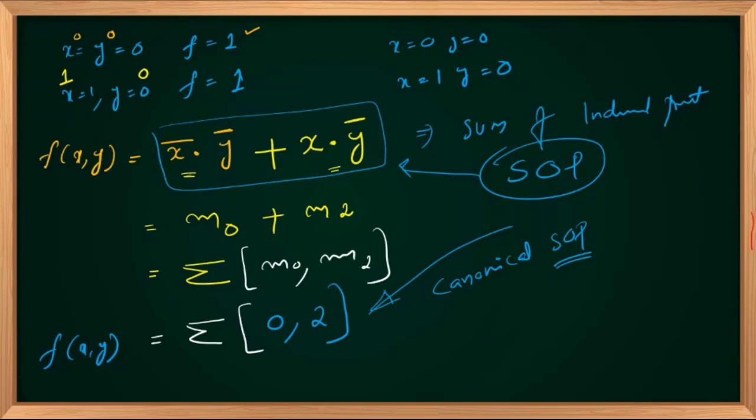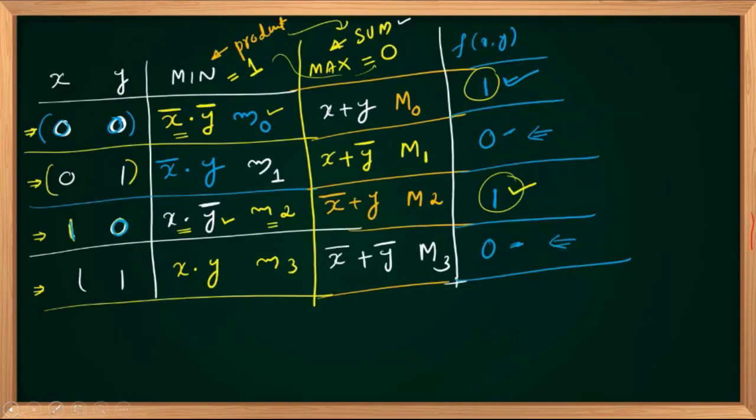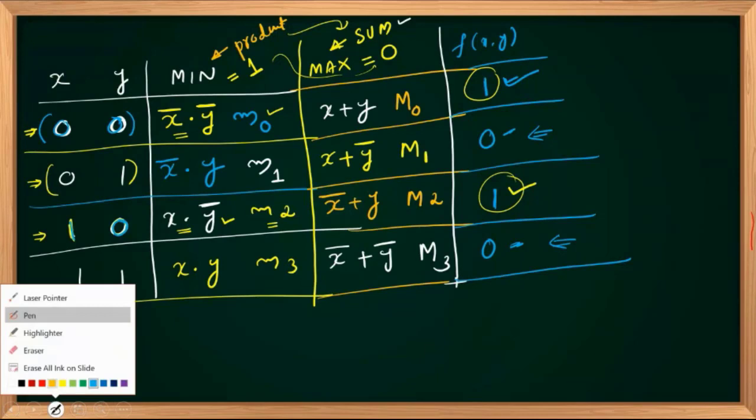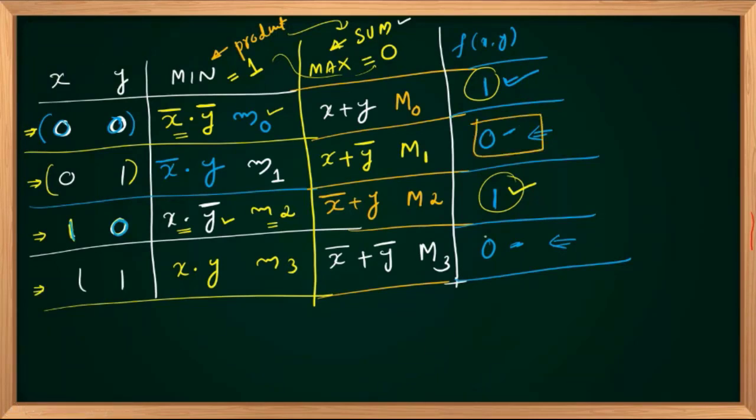Okay. And the same function can be represented the other way also, f of x comma y, using max terms. Okay, using max terms. What is a max term? A max term will give us a 0, right? So the function equal to 0 conditions are expressed using max terms, right? So what are the max terms of the given function here? Max terms imply function equal to 0, right? Function equal to 0 here, function equal to 0 here, right? So what are the max terms?